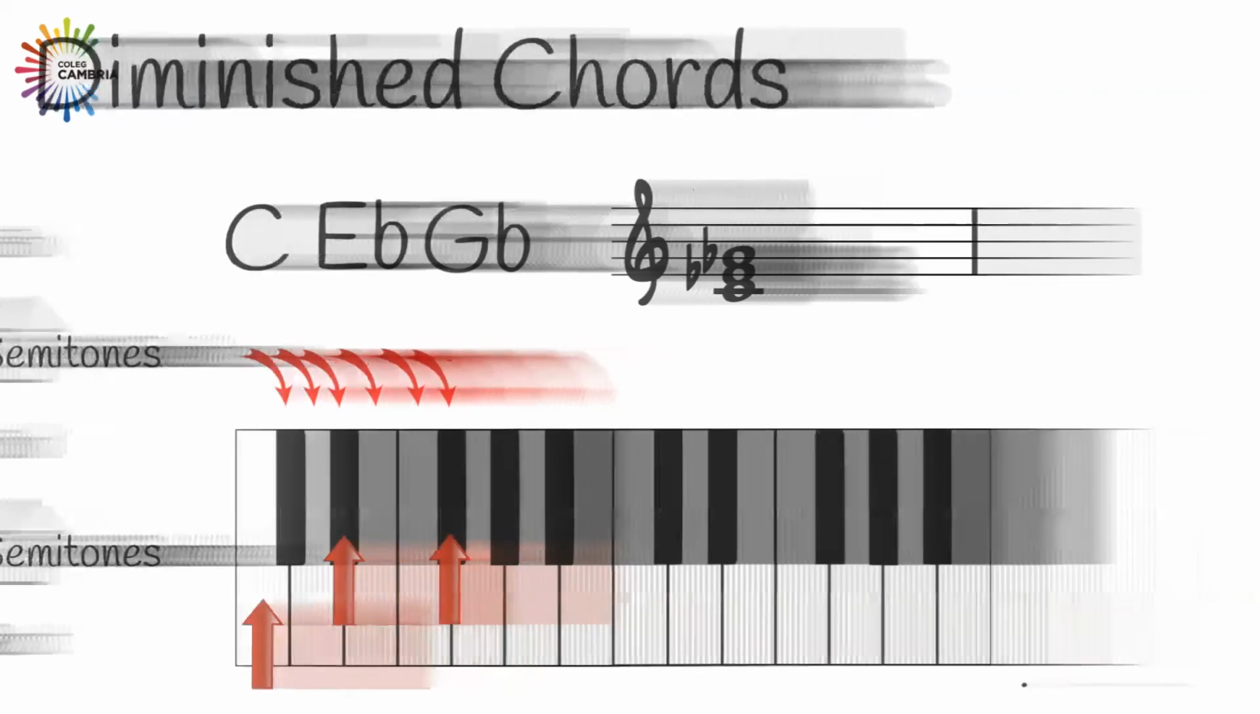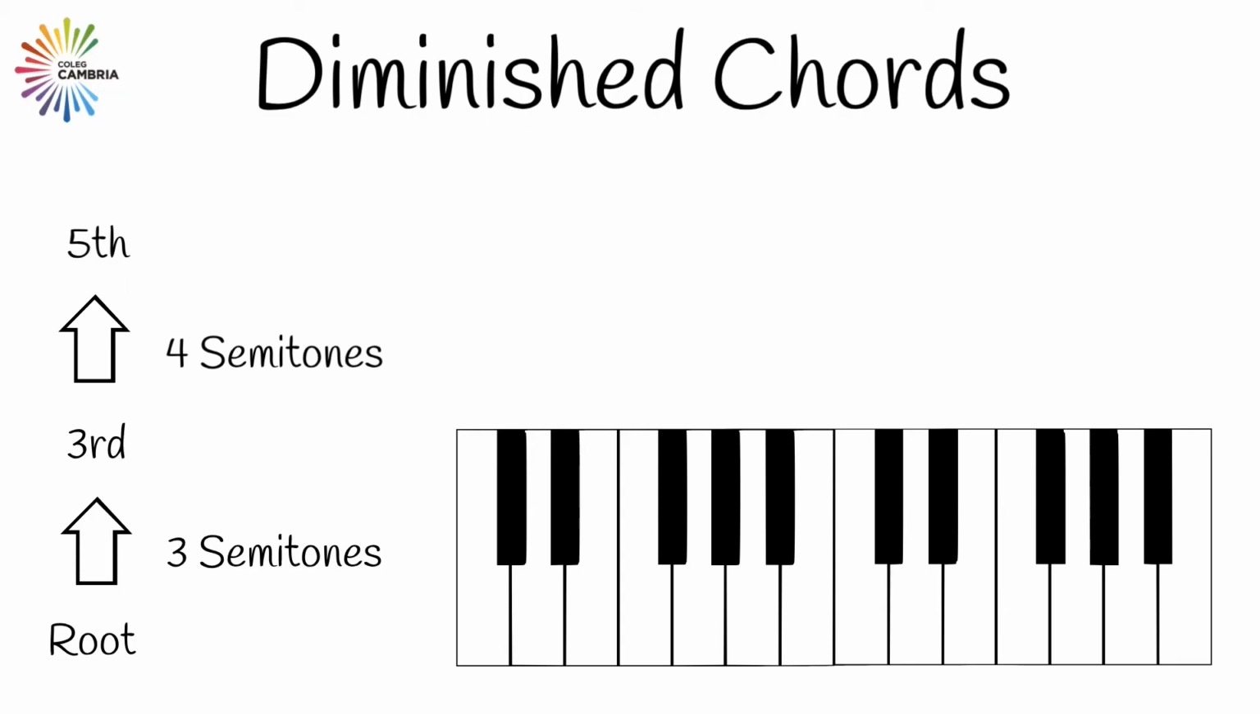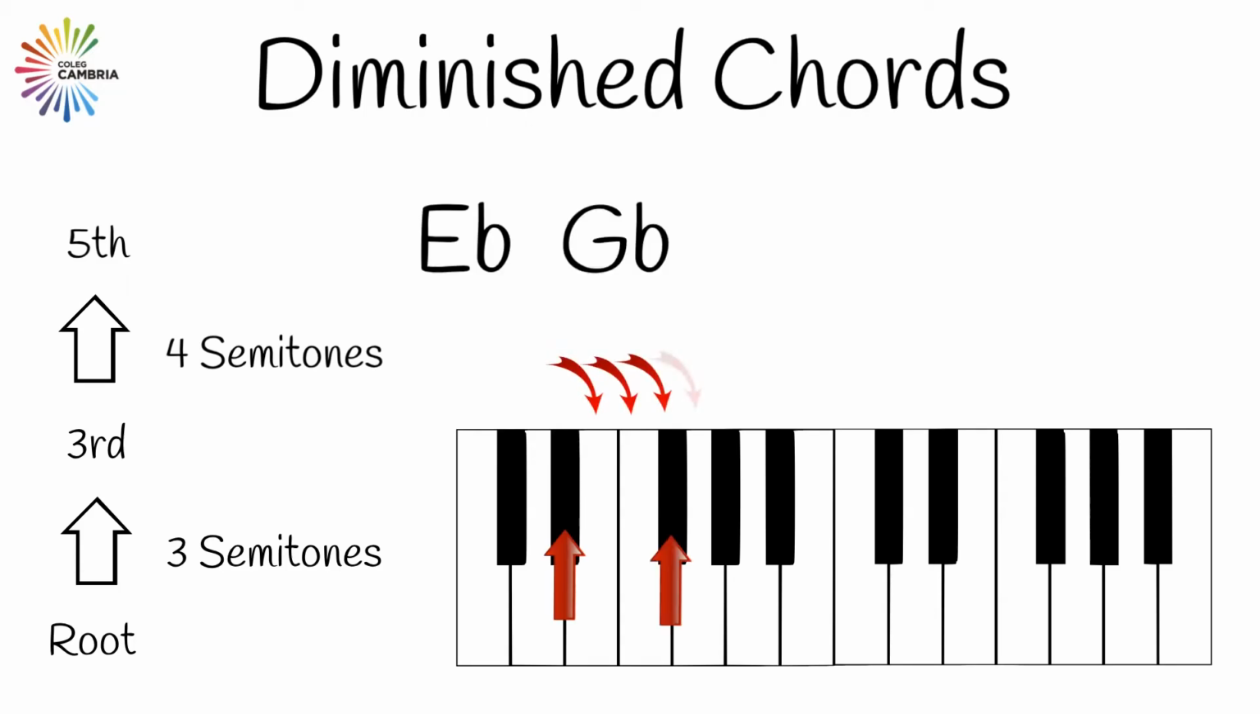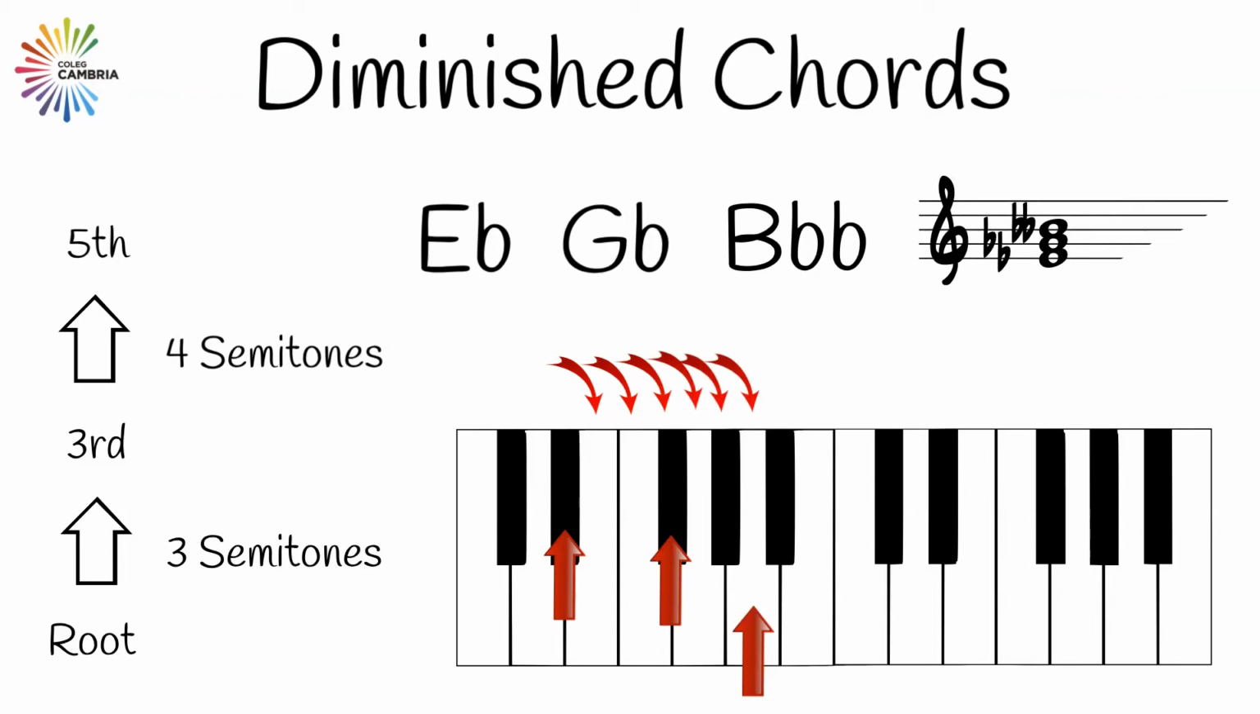Our next example of a diminished chord is on E flat. We count up 3, 1, 2, 3, which gets us to G flat, and then we count up another 3, which gets us to an A, but we want to call it a B double flat to fit into our nice pattern.